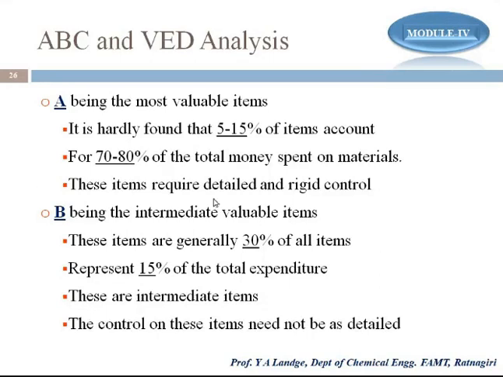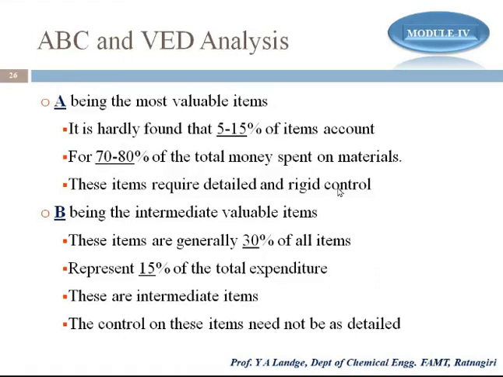So if you see here, we have to have rigid control in the A category, because the maximum amount we are spending is on the items under the A category, and that's why we need to have control on this. So rigid controlling is important.